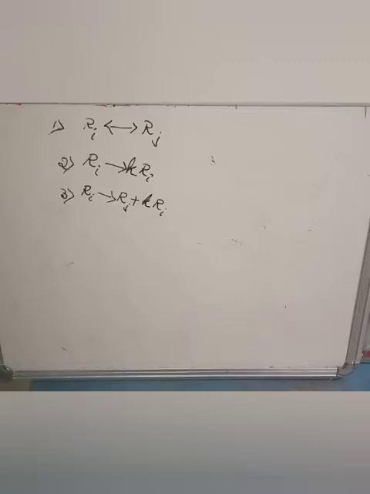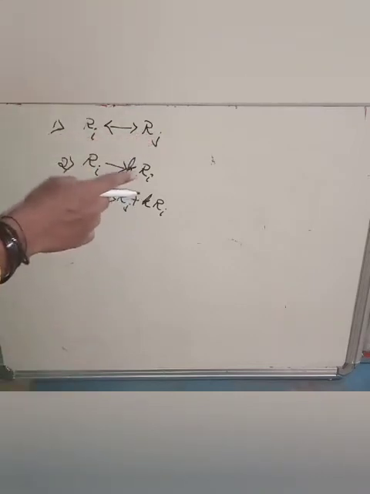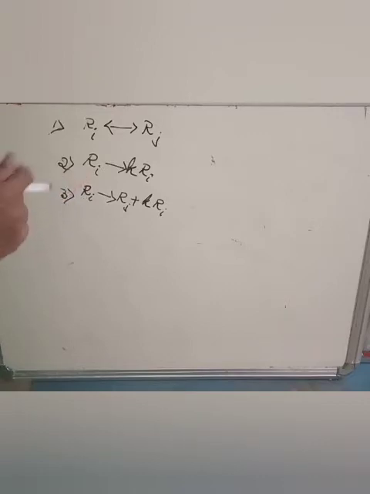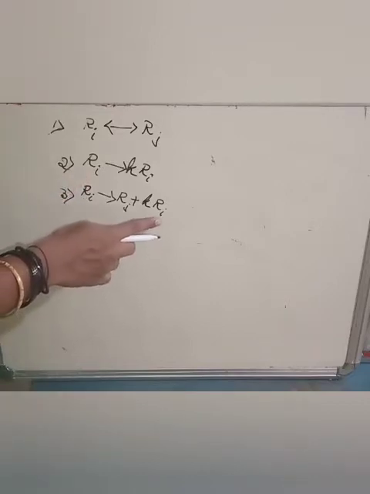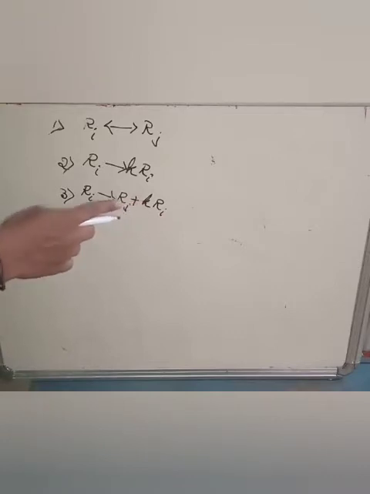The corresponding elementary column operations are: any 2 columns are interchanged, so Ci is interchanged with Cj. Any column is multiplied by a non-zero constant k, resulting in any other column or the same column. And the third one: a column is multiplied by a non-zero constant k and added to the corresponding entries of any other column, resulting in a column. So these are the elementary operations.